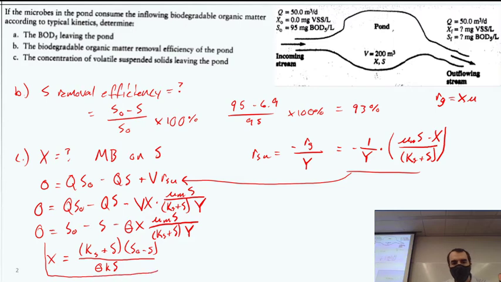We've solved mass balance on substrate concentration, and we solved that for X. So really it's mostly about algebra once you're setting up the problem. This K at the bottom, that's coming from, where did I get that?